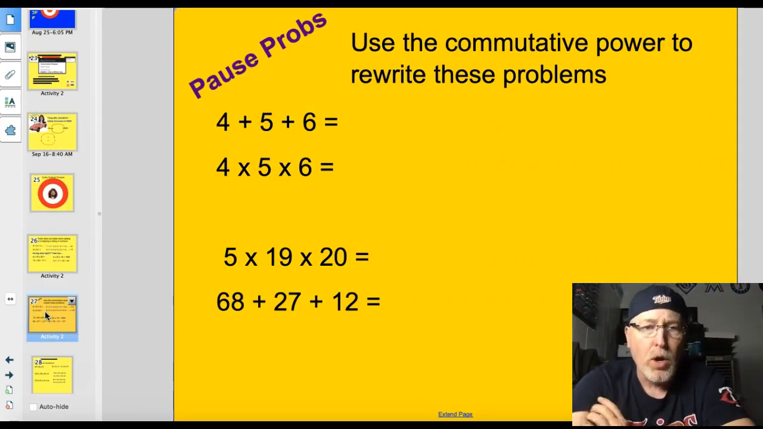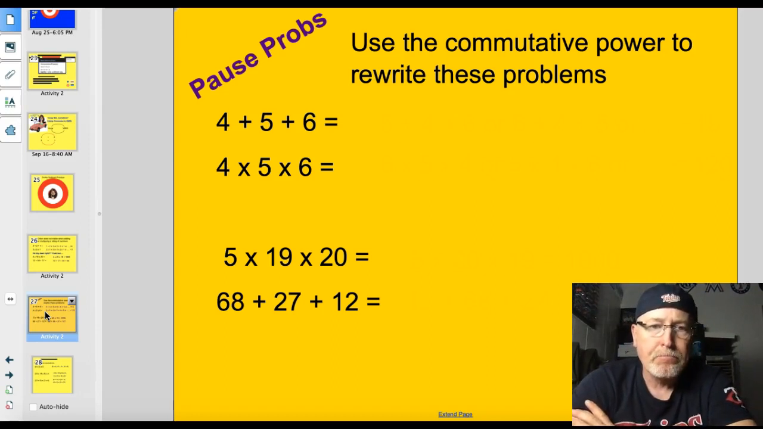All right, time for you to try. 4 pause problems. Go ahead and try these guys. Yeah, just rewrite them. You don't need to evaluate them. All right, let's see how you did.